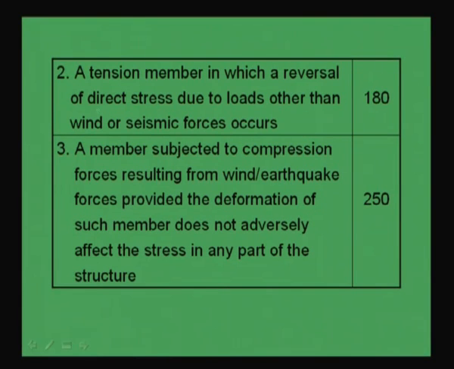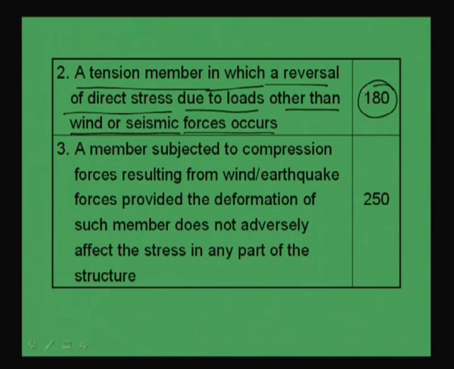Okay. Another case is when a tension member in which a reversal of direct stress due to loads other than wind or seismic forces occurs. In that case also we have to consider lambda maximum as 180. That means the slenderness ratio has to be within 180. I am repeating once again, when it will be 180: when a tension member in which a reversal of direct stress due to loads other than wind or seismic forces occurs. That means because of dead load, live load, imposed load, if it occurs, then also the slenderness ratio will become 180.